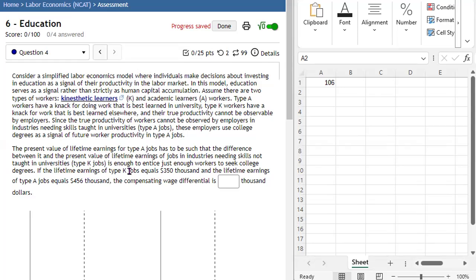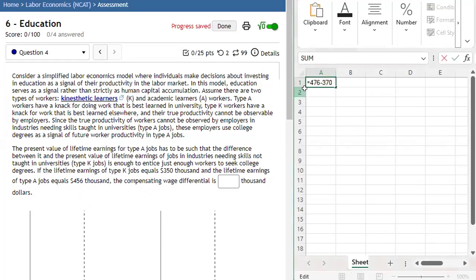The present value of lifetime earnings for type A jobs has to be such that the difference between it and the present value of lifetime earnings of jobs in industries needing skills not taught in universities, type K jobs, is enough to entice just enough workers to seek college degrees. If the lifetime earnings of type K jobs equals $350,000 and the lifetime earnings of type A jobs equals $456,000, the compensating wage differential is their difference.